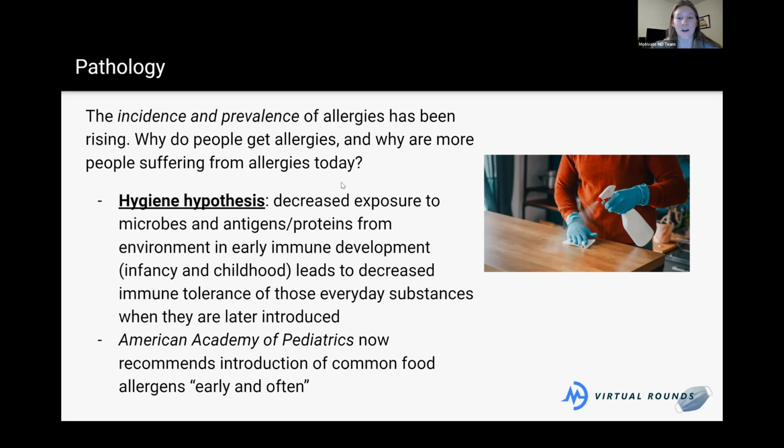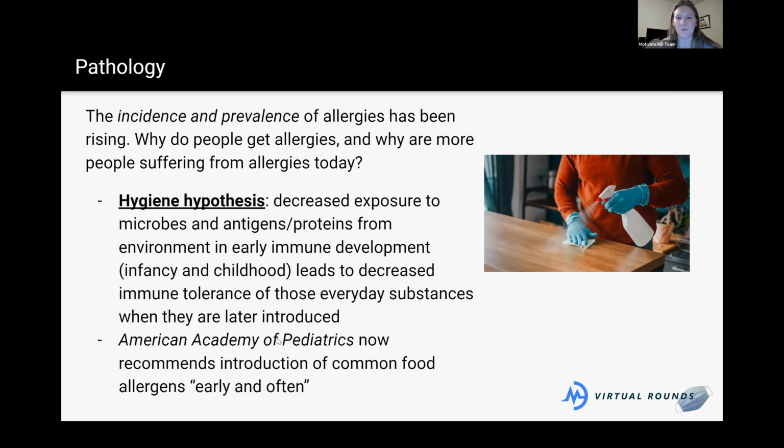And at that time, that was the recommendation, to avoid introducing especially food allergens that can cause really serious reactions in kids who don't have a fully developed immune system, because you wanted to avoid having a reaction when you introduce that to them. But the idea now is that since we're seeing more people who have food allergies and allergies to their environment, the American Academy of Pediatrics recommends introducing those major food allergens early and often once you're able to give solid foods to babies, starting, I think, around 6 months.